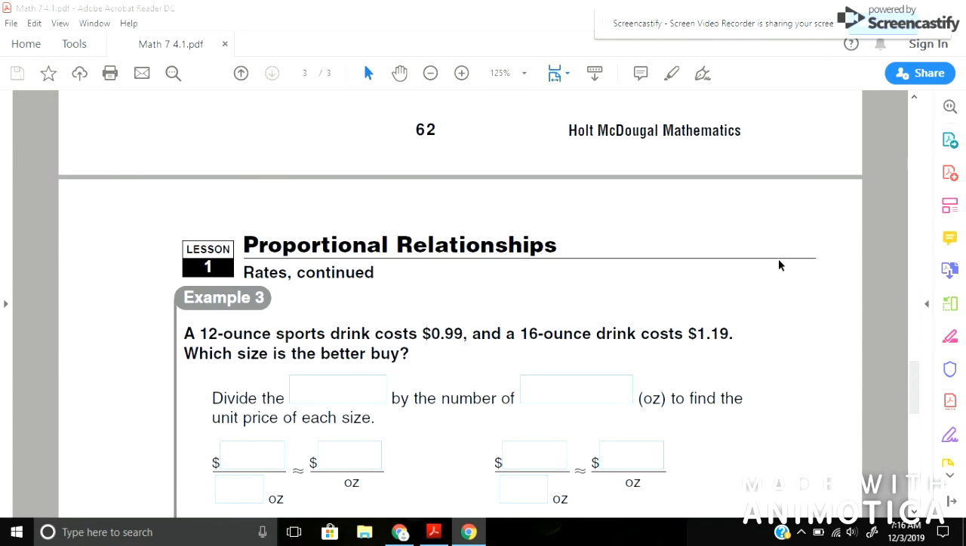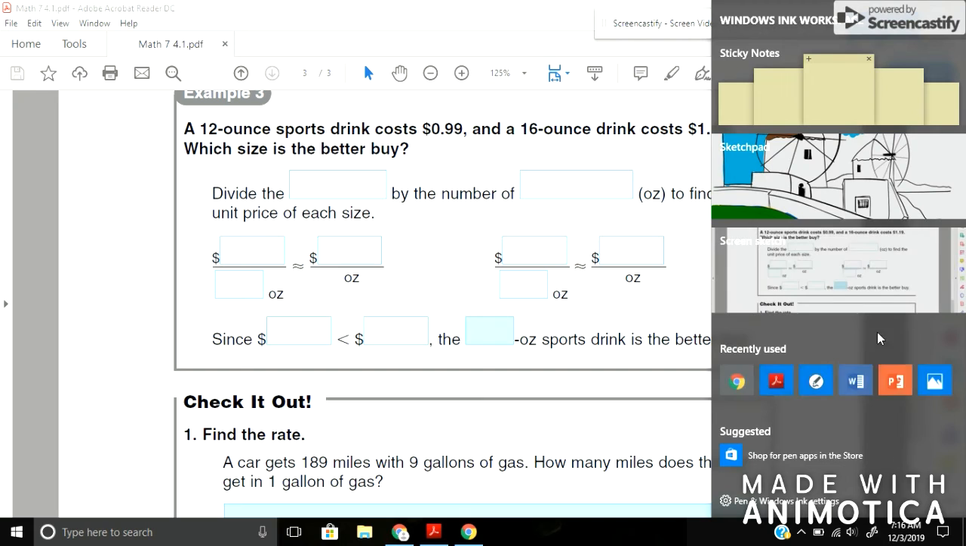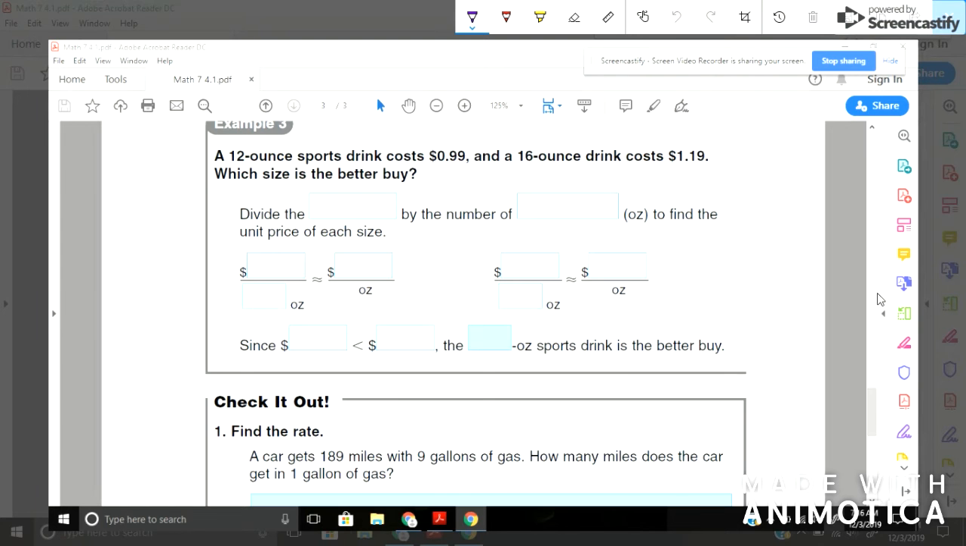Last example for today. It says that a 12-ounce sports drink costs 99 cents and a 16-ounce drink costs $1.19. Which size is the better buy? This is always a good example because you see this a lot in stores. Different amounts. This sports drink is 12 ounces, and this sports drink is 16. So you're getting more here, but it also costs more money than this one. So we're trying to determine which one's a better buy.